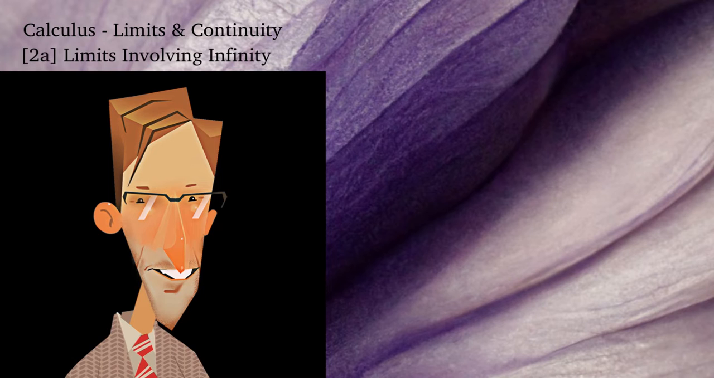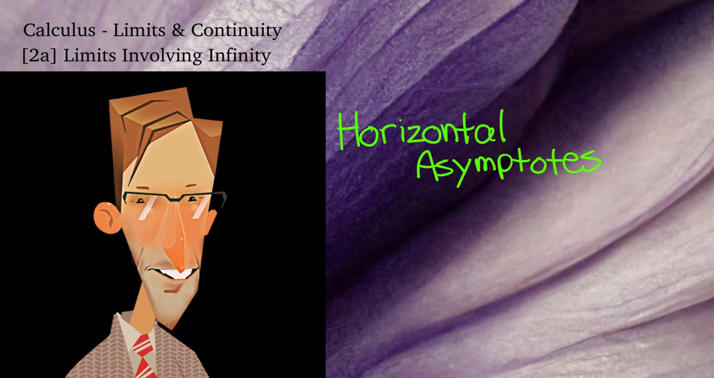I'm Mr. Stark. In this lesson, the focus is on limits involving infinity, which means we'll talk about horizontal asymptotes and properties of limits as x approaches positive or negative infinity. In Lesson 2B, we'll talk about vertical asymptotes and end behavior models.